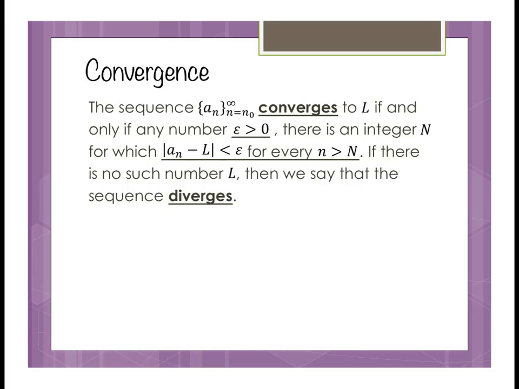Converges to a number L if and only if, for any epsilon greater than 0, there is a capital N for which |a sub n minus L| is less than epsilon for every value of n greater than that capital N. If there's no such number L, we say that the sequence diverges.